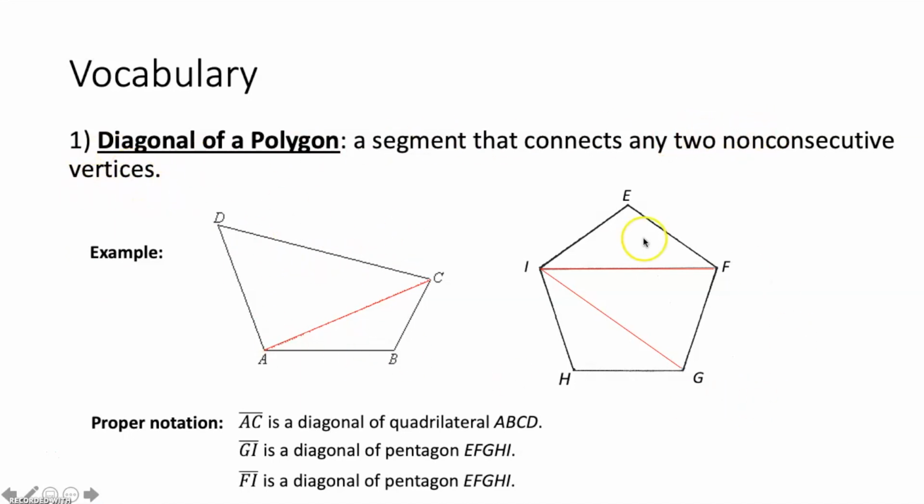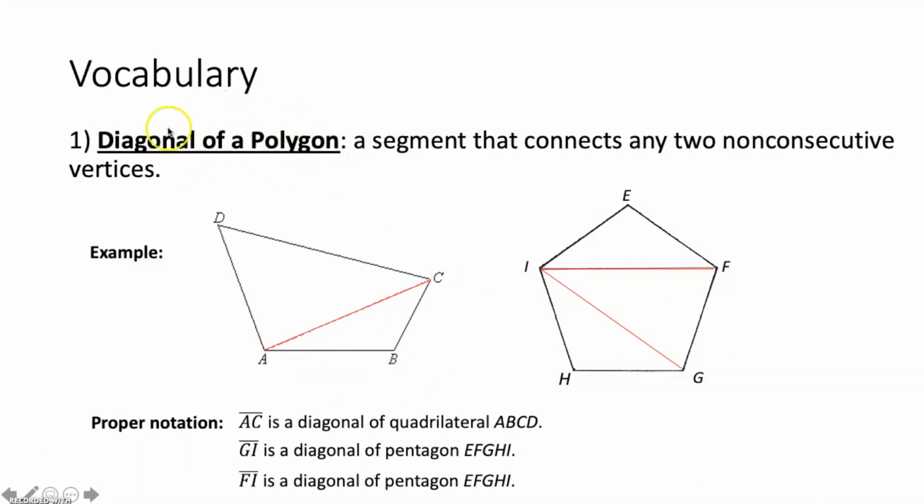So here we have two polygons, a quadrilateral and a pentagon. In our quadrilateral, if we were looking at each of these vertices, A, B, C, and D, a consecutive vertex with vertex D would be A or C. A consecutive vertex with vertex A would be D or B. A consecutive vertex with vertex B would be A or C.